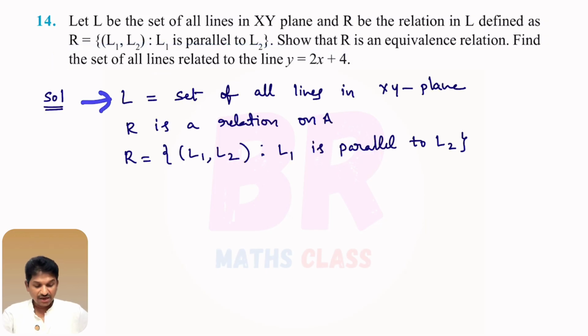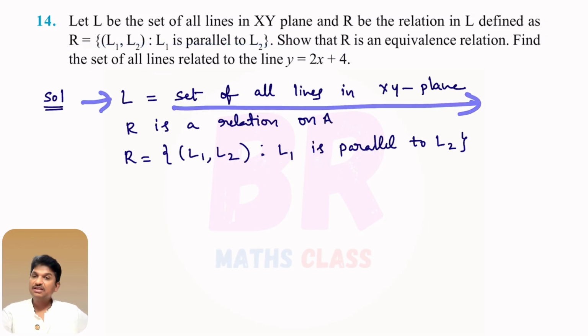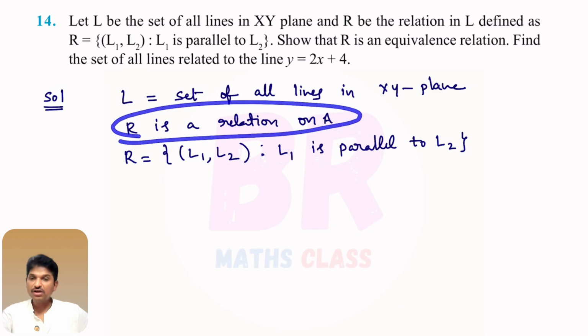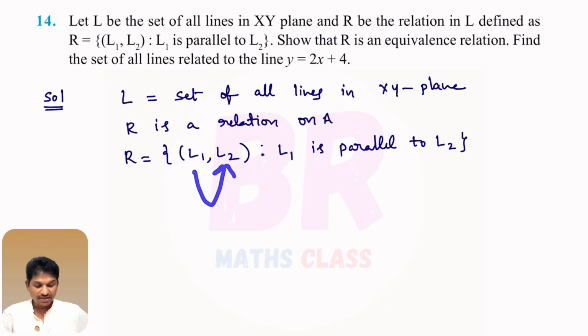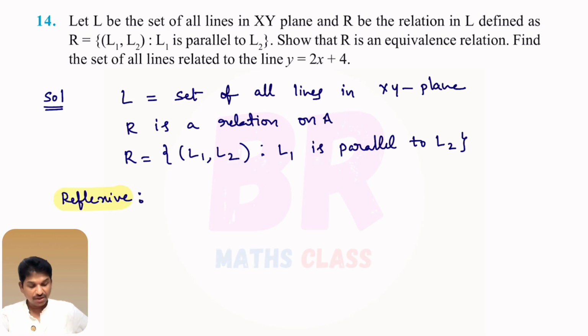You see, L is the set of all lines in the xy plane. R is a relation on L and the relation is defined like this. The ordered pair (L1, L2) belongs to R if L1 is parallel to L2. First, we'll show that this relation is an equivalence relation. For that, we'll prove this relation is reflexive.